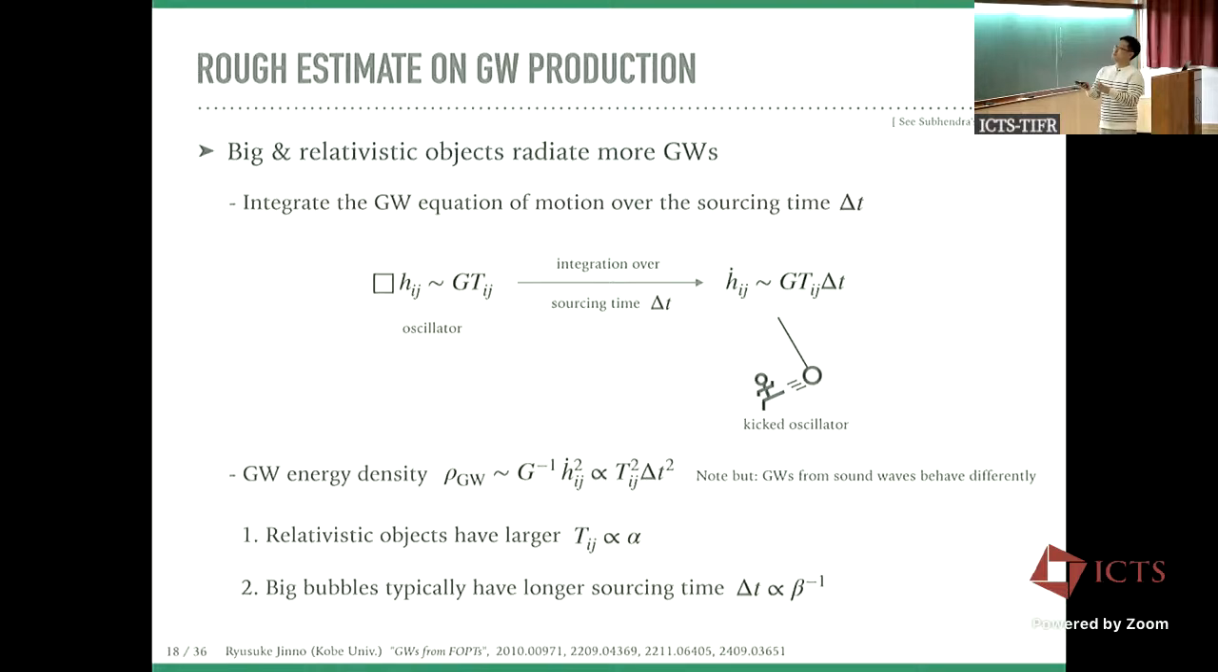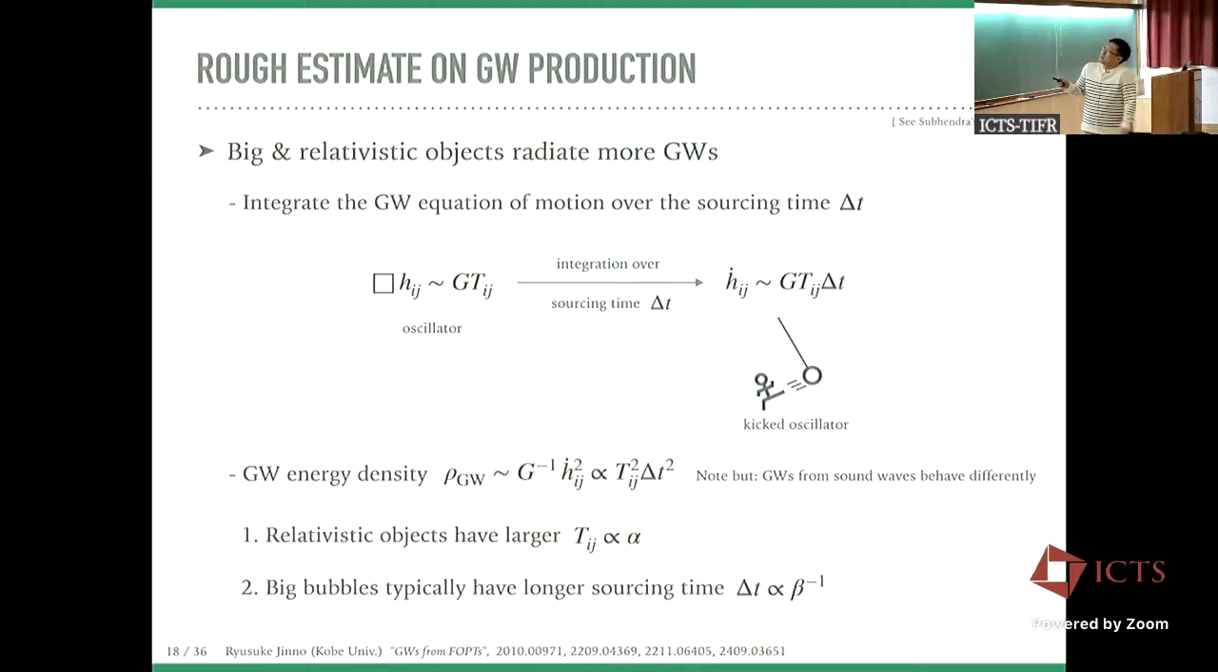This is super simple. What we find will be that big and relativistic objects radiate more gravitational waves. So we start from this wave equation for gravitational waves. It's basically the box of your gravitational waves is sourced by the Newtonian constant times the energy momentum tensor. Here, 16 pi G, so 16 pi is 1. And also minus 1 is 1. And the projection, I don't care.